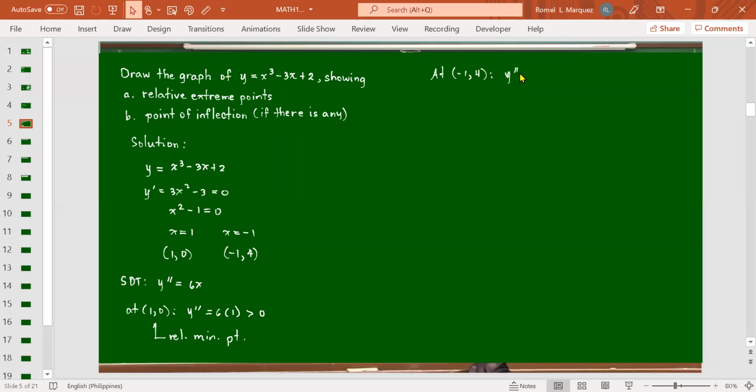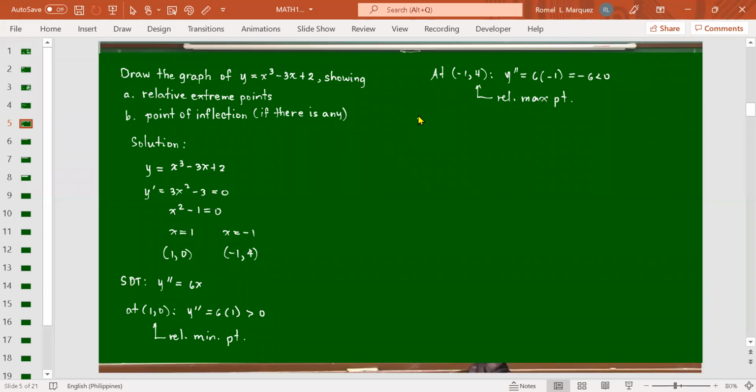What about at (-1, 4)? What's the value of y double prime? 6 times negative 1. So it is negative 6, which is less than 0. Therefore, this point is what? Relative or local maximum point. Okay, guys? That is using the second derivative test. If the value of y double prime is 0, the test fails.